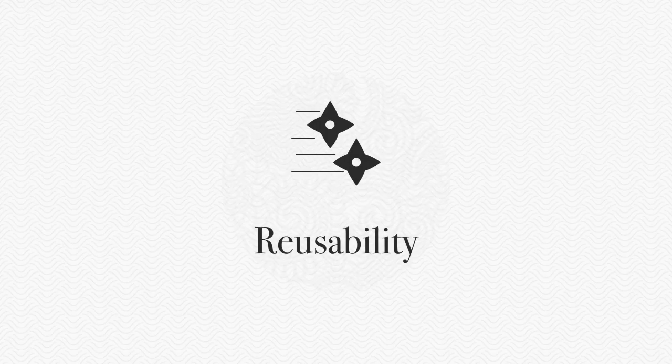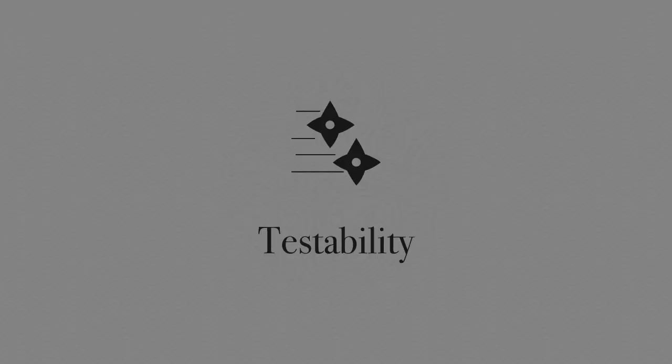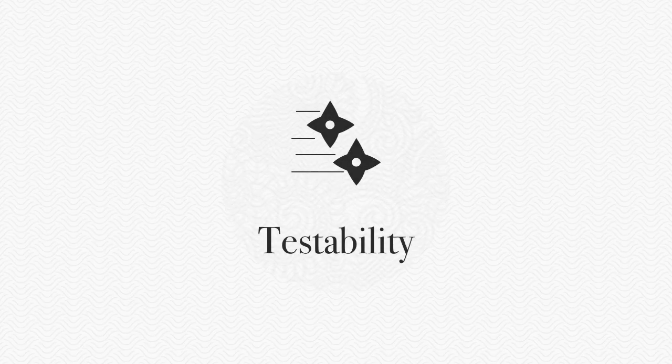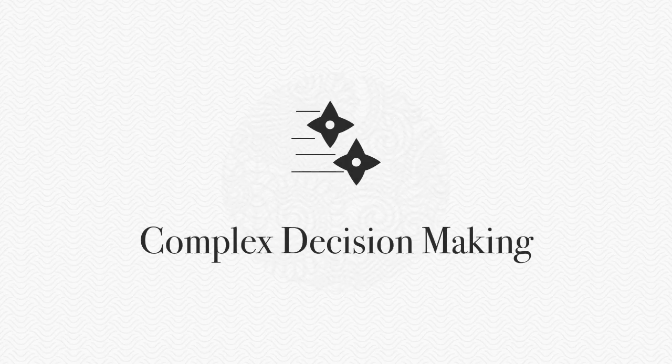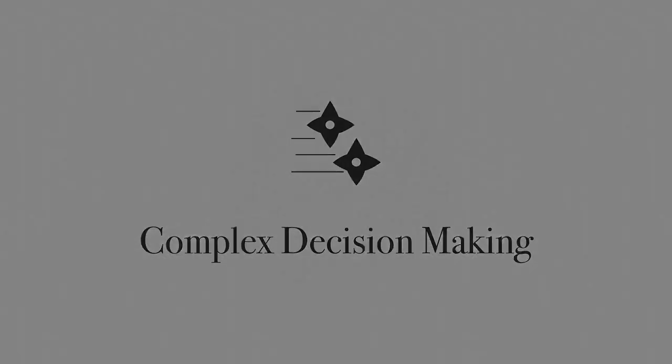Reusability. Strategies are encapsulated in their own classes, making it straightforward to use them in different parts of your application or even in entirely different projects. Testability. Since each strategy is isolated, it's easier to write unit tests for individual strategies, ensuring they work correctly in isolation. Complex decision making. It's beneficial when you have a complex decision-making process that can be broken down into multiple strategies. For example, in games, you might have different AI strategies for enemy behavior.